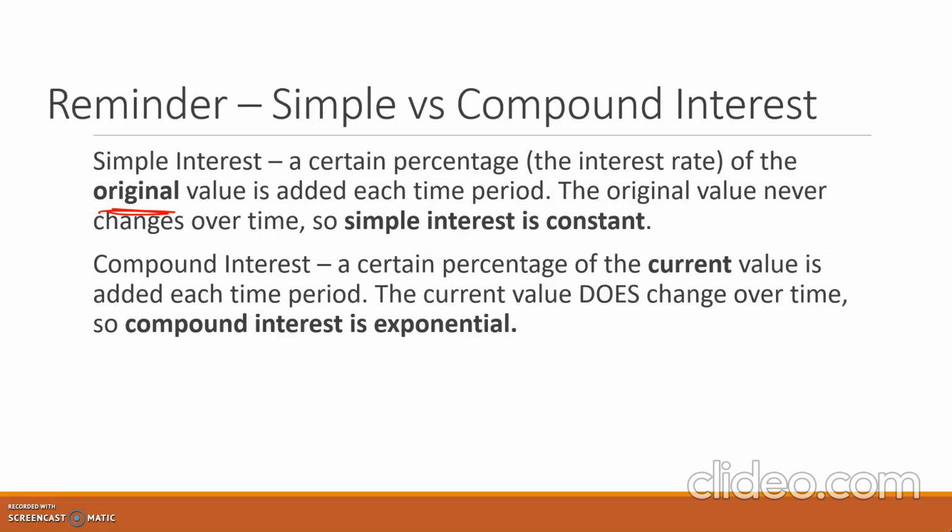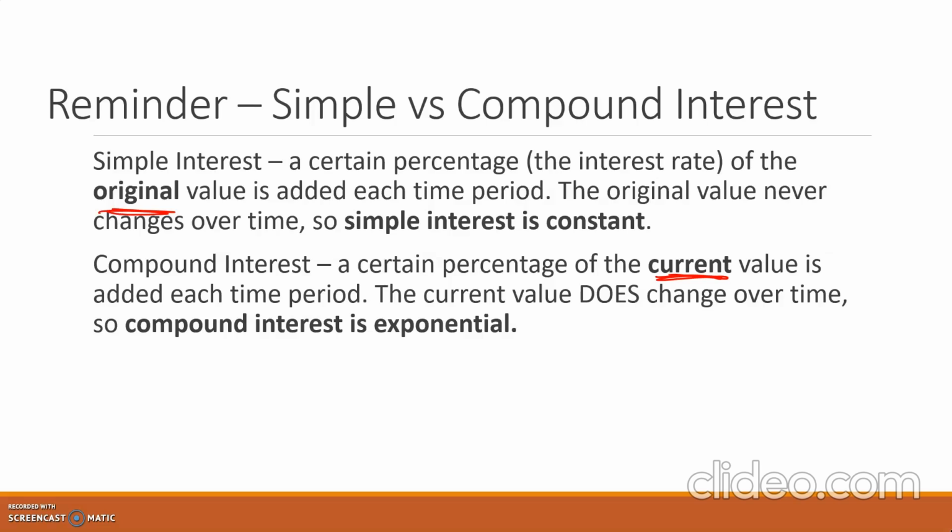Therefore, it's constant. Now, compound interest is when a certain percentage of the current value of something is added to it each time period. So because the current value does change, obviously because we're adding interest to it, compound interest is actually exponential because not only is our current value changing, but that means our interest is also changing. Both of them increase at the same time.